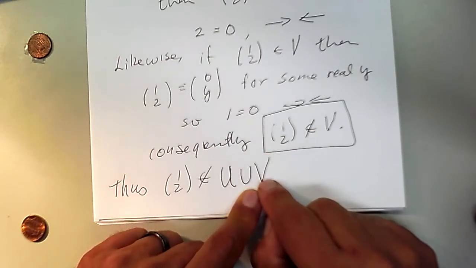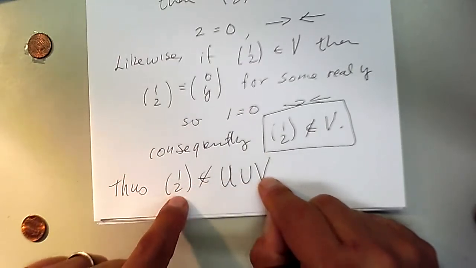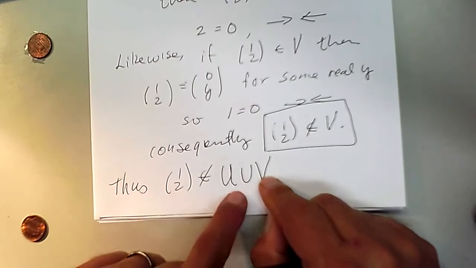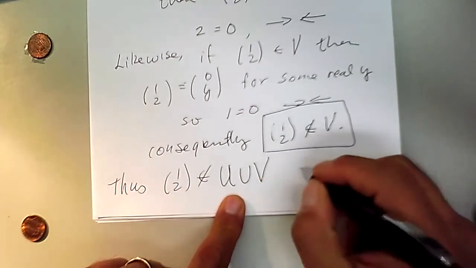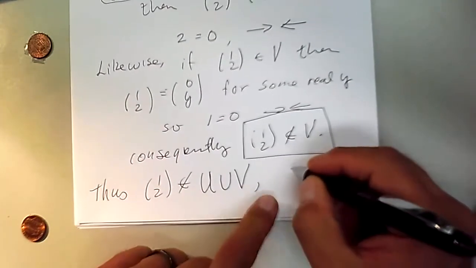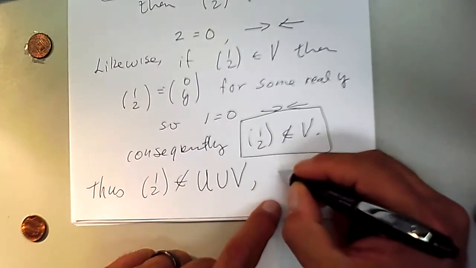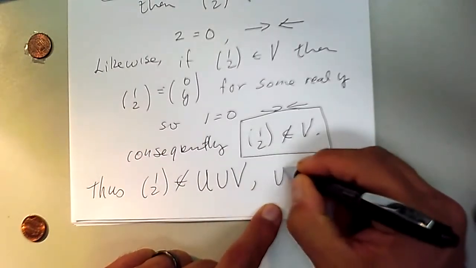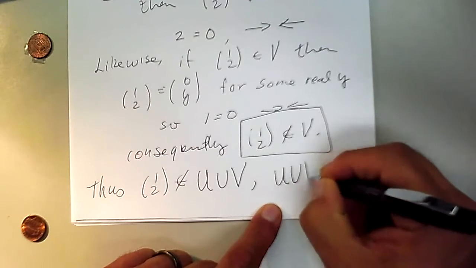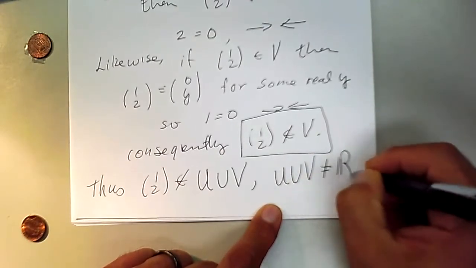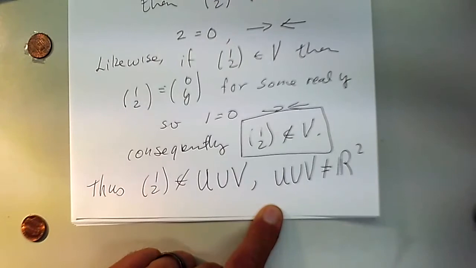And if this element, which is clearly in R squared, is not in the union, then the final conclusion we can arrive at is that U union V is not all of R squared.